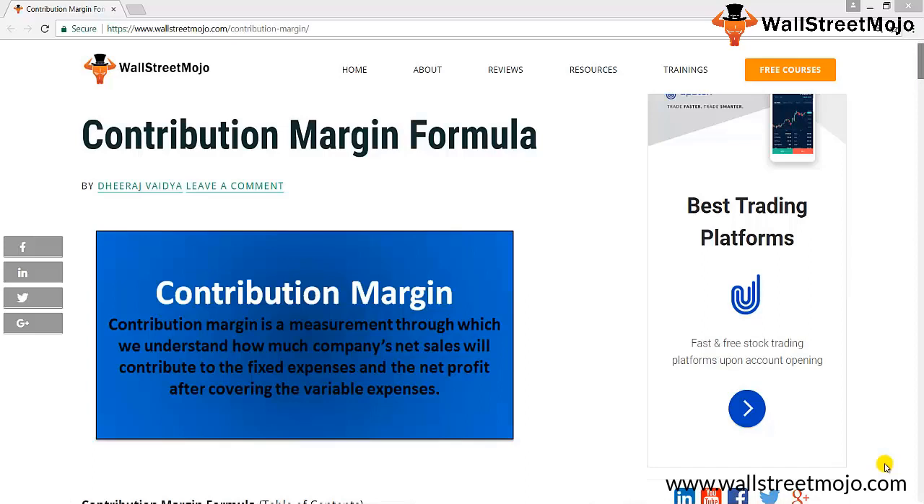Now, contribution margin, as you can see it is written, is a measurement through which we understand how much a company's net sales will contribute to the fixed expense and the net profit after covering the variable expenses. So basically, let's discuss this.